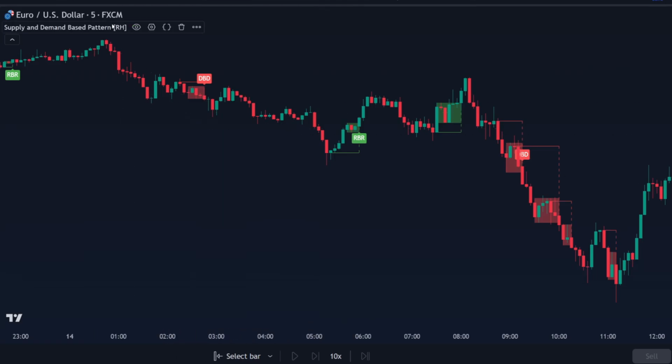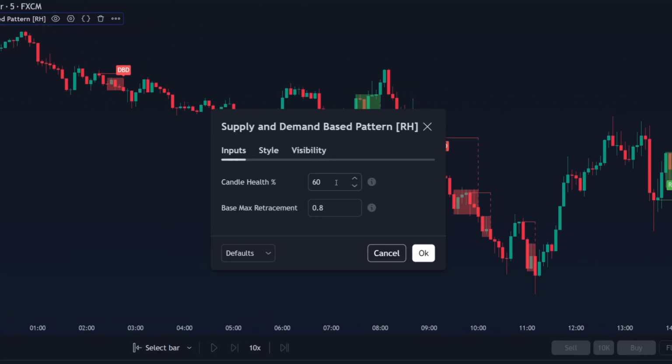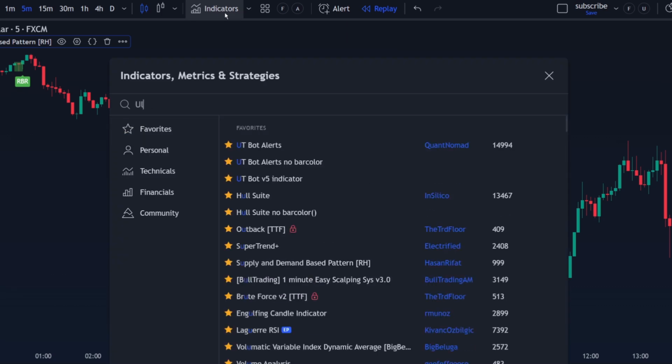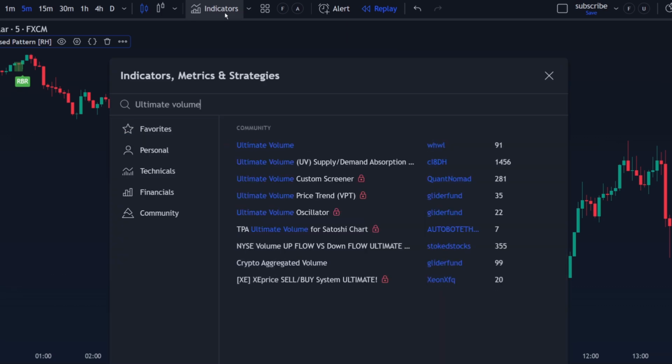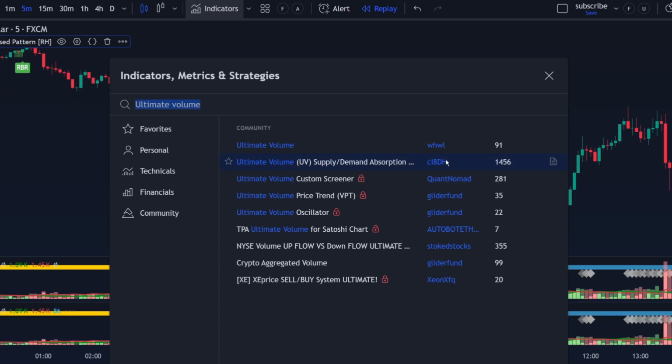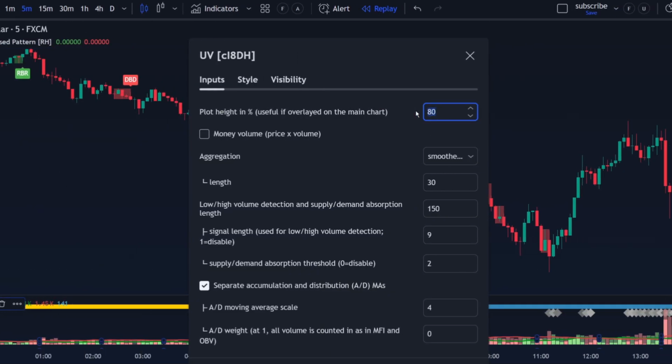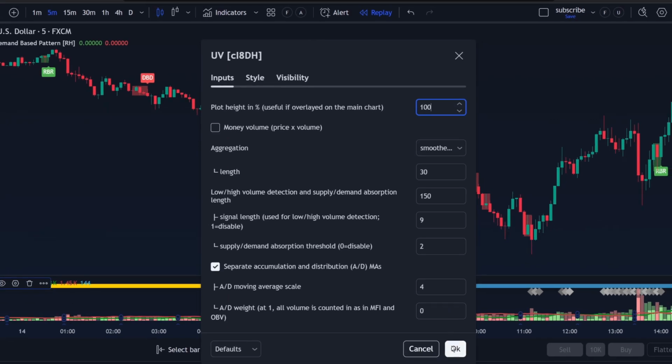Open the indicator settings, set the Candle Health Percent to 24 and Base Max Retracement to 1. Then click OK. Next, we'll add the second indicator. Search for Ultimate Volume by CI8DH and add it. In the settings for this indicator, change the plot height from 80 to 100. That's all there is to it.